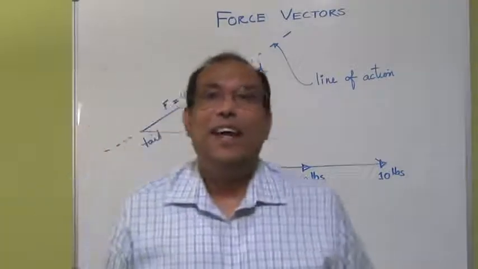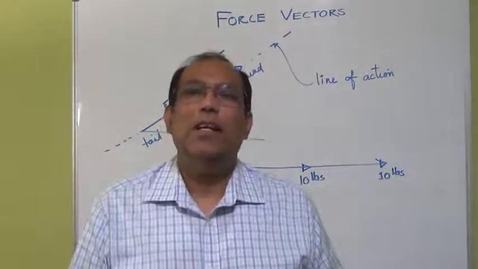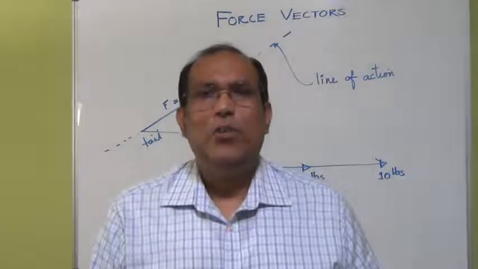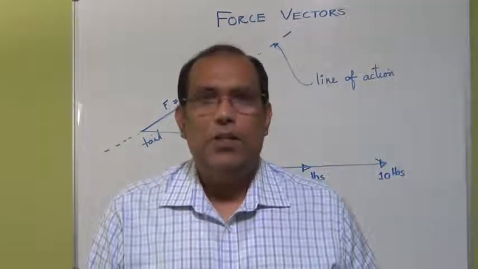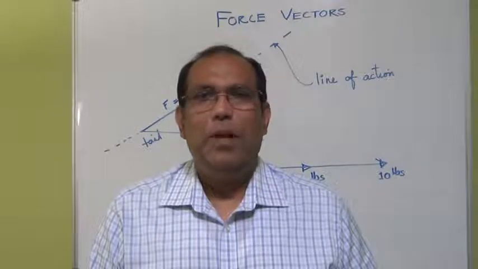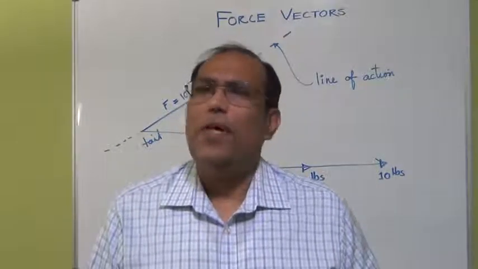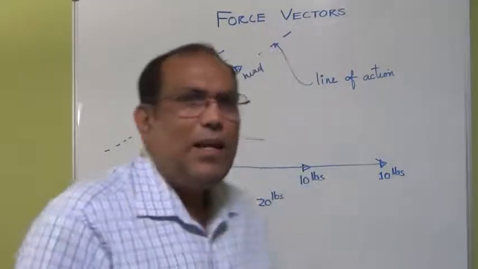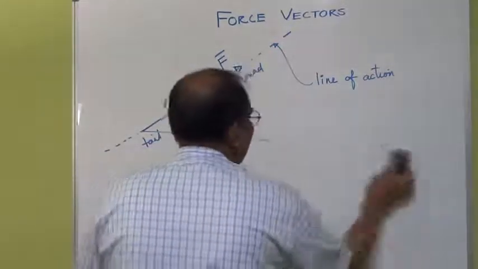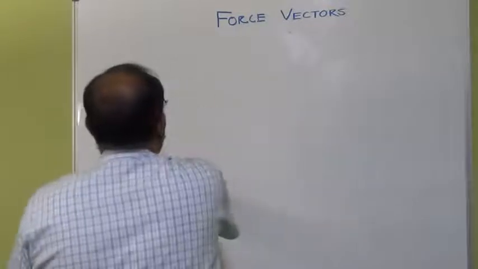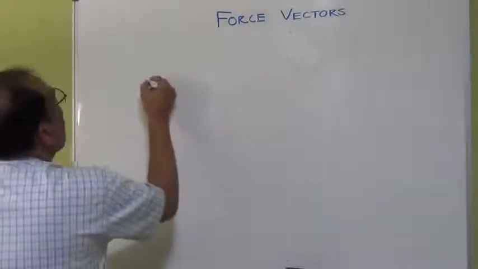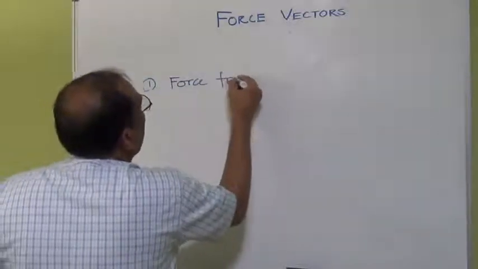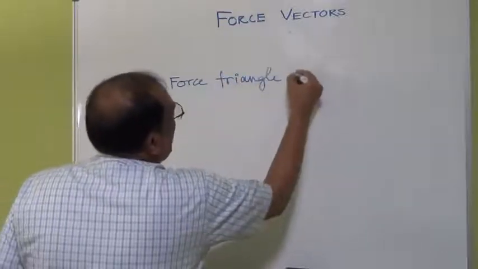But when they are not at the same line of action, then basically we have to go for different methods. In your physics class you already learned how to add two vectors using the parallelogram, right? In this course actually we are not going to use the parallelogram. We are going to use three other methods. Let me write it down. Number one, the force triangle method.